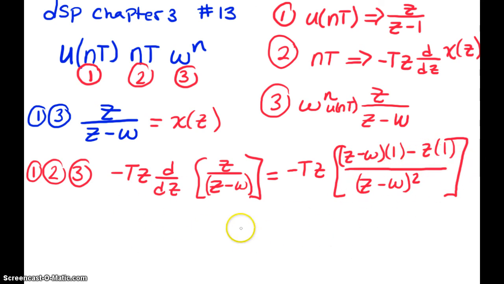So once we do this, we're going to get equal to negative Tz over, these two z's are going to cancel, and we will have negative w on the top, and then z minus w squared on the bottom.